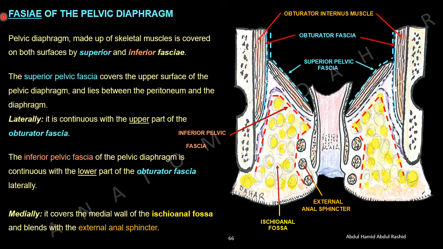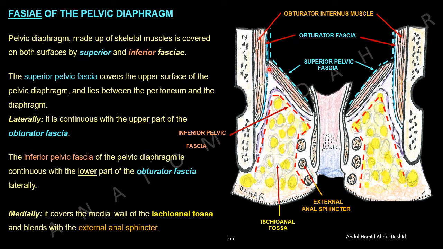Fasciae of the pelvic diaphragm. The pelvic diaphragm, which is made up of skeletal muscles, is covered on both surfaces by superior and inferior fasciae. So this is the pelvic diaphragm, superiorly covered by the superior pelvic fascia and inferiorly covered by the inferior pelvic fascia. The superior pelvic fascia covers the upper surface of the pelvic diaphragm and lies between the peritoneum and the diaphragm. So this is between the peritoneum and the diaphragm.